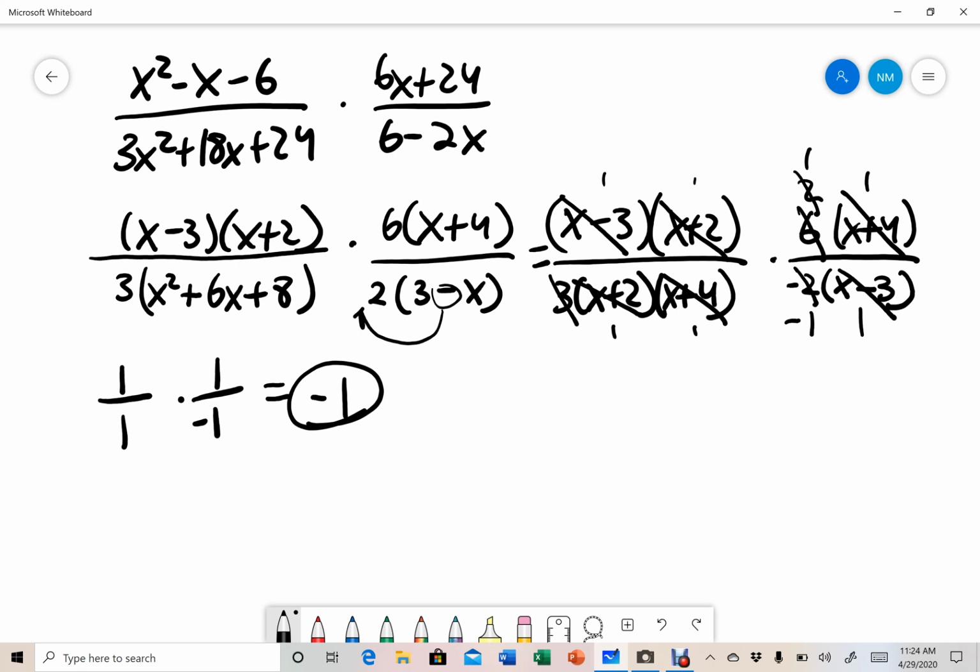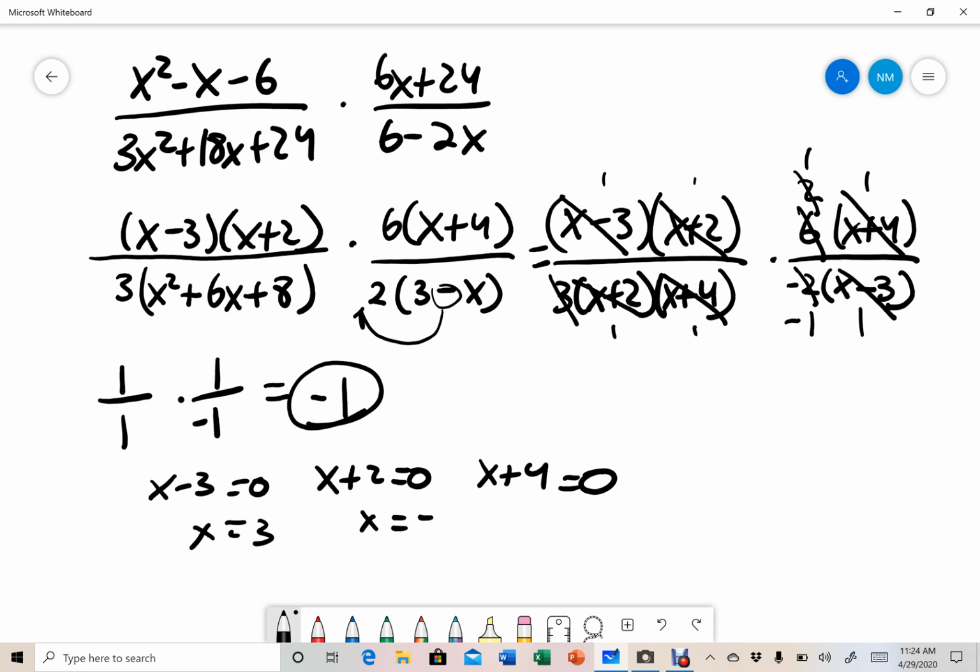So we've got a lot to exclude here. We've got our x minus 3, we've got our x plus 2, and we've got our x plus 4. So x equals 3, x equals negative 2, and x equals negative 4. So my answer is negative 1, where x does not equal 3, negative 2, and negative 4.